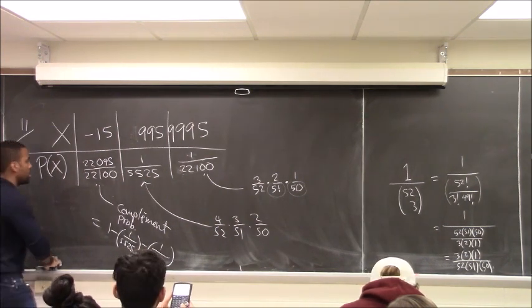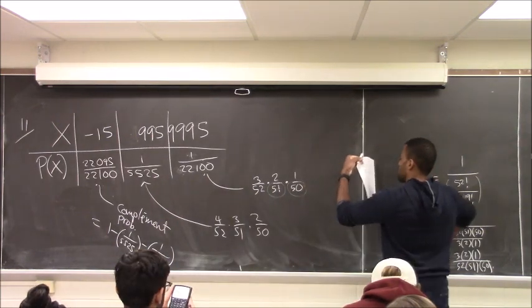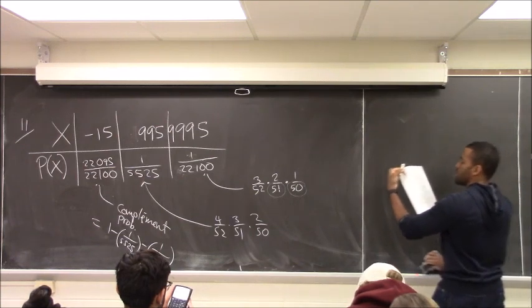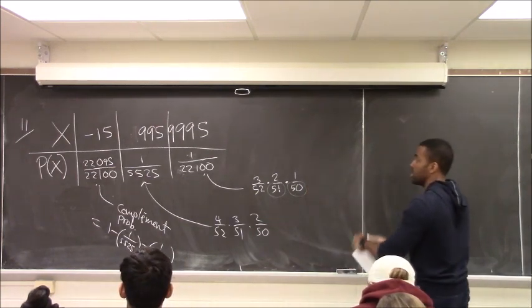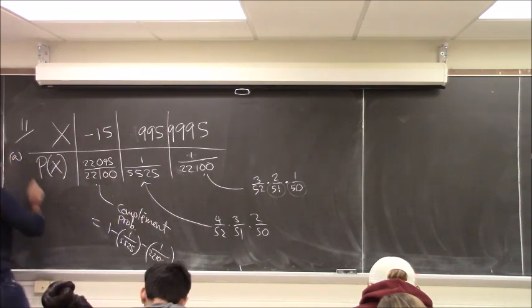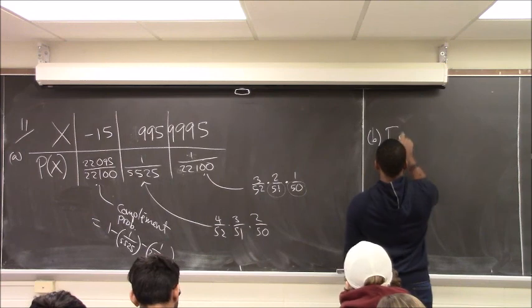Okay. And what do we have here? Because it says express the probabilities as fractions, so you definitely want to put fractions here. And that's one of those combinations. So that's part A, one combination.